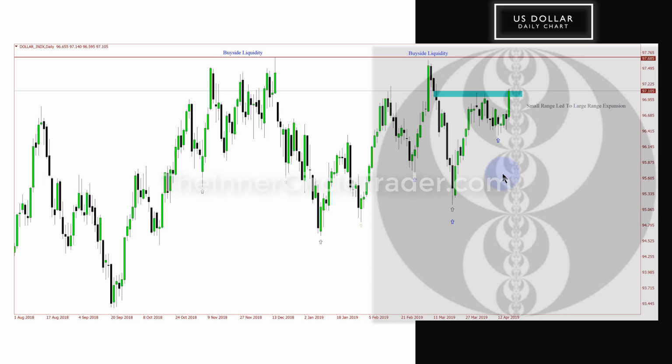What changes that? We have to go below this low now. So that's our line in the sand. Everything's dollar bullish from where we are right now until we take out this low on the daily.